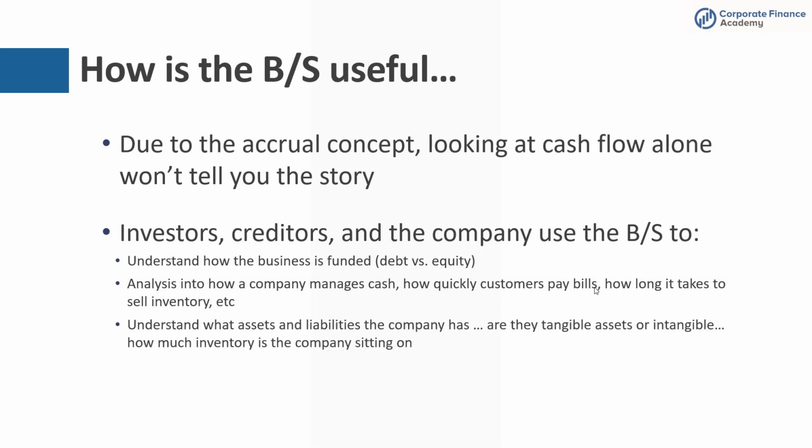You get a layout of what types of assets and liabilities a company has. Are they tangible or intangible? Is the company sitting on a bunch of inventory? If they have too much inventory, as an investor or creditor, you're worried that some of that could go obsolete. You can see what the company's borrowing profile looks like. Along with the income statement and the statement of cash flows, you can understand if the company has enough cash coming in to cover the interest that they're going to owe.